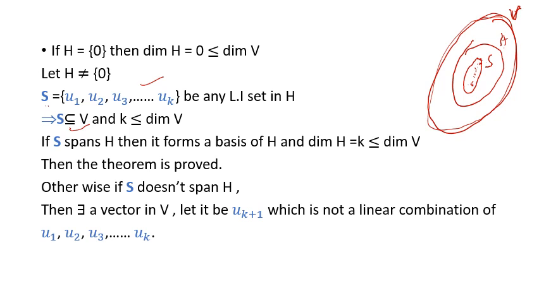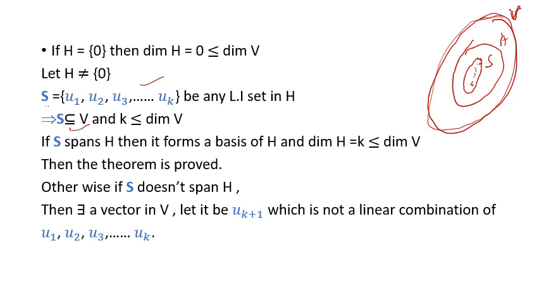Already it is given Li. If it also spans, then it forms a basis for H. If this is the basis for H, then what will be the dimension of H? It will be K, because that is the number of vectors in the basis. So dimension H is equal to K, which is less than or equal to dimension V. Right. So this theorem is proved when S itself forms a basis.